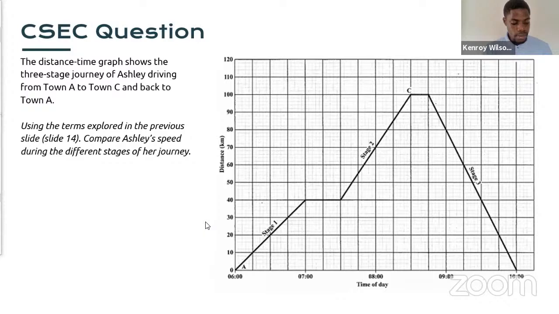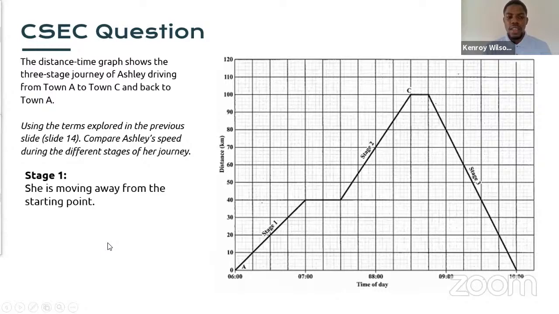So let us proceed. Let us look at the description for stage one. What happened in stage one? Well, in stage one, we realize that she is moving away from the starting point. And this is very important to note, because just as in the example with Matthew, when Matthew moved from the point he was at first, the graph represented this move by showing an upward slope, right? And someone made mention that if the upward slope was very steep, it means that he did it very quickly, and if it wasn't so steep, he would have done it slower.